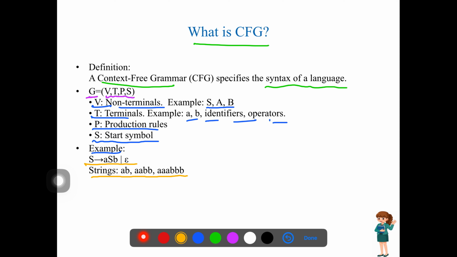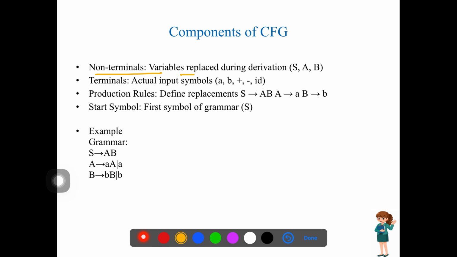The components of CFG. Non-terminal. Non-terminals represent the intermediate structure. They're usually written in the capital letters. You can see S, A, B. Terminals are the final symbols of the language, the actual input symbols: a, comma, b, plus, minus, ID. The production rule defines the replacement. For example, S produces AB, A produces a, B produces b.